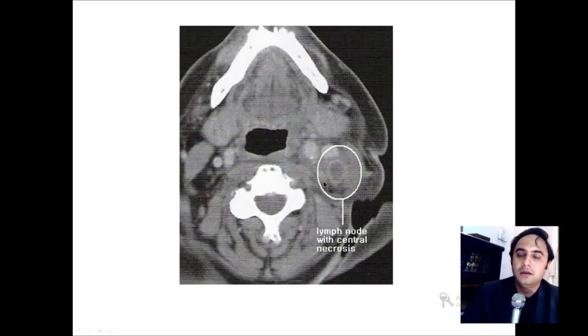Now coming on to the next slide, a lymph node with central necrosis is present. Here you can clearly differentiate it. These two are the vessels of the neck, normal vessels. Sometimes it's very hard to identify these, but the neck should be examined very carefully, because it is quite common that you miss lymph nodes.